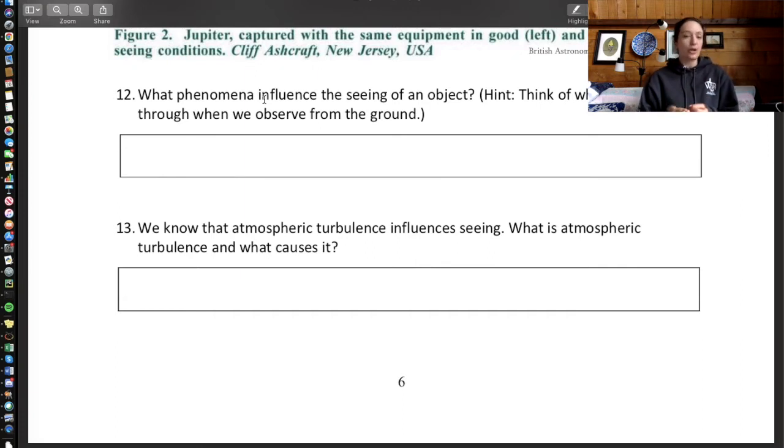Number 13, we know that atmospheric turbulence influences seeing. What is atmospheric turbulence and what causes it? So this is pretty straightforward. We're just asking for a definition of atmospheric turbulence. What is turbulence? Is it an alien shooting a laser at us? Is it waves? Is it raining cats and dogs? What is it? And then what causes that? Is that caused by heat? Is it caused by the very motion of the plane flying through the atmosphere? What is it caused by?